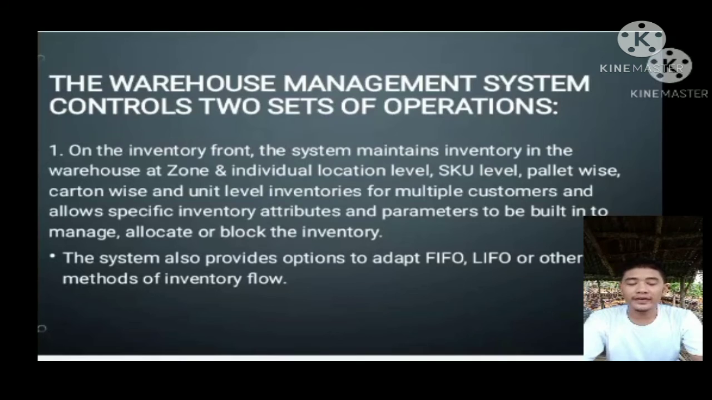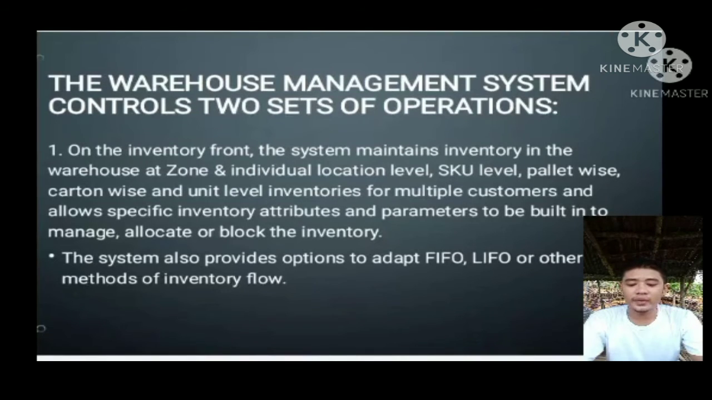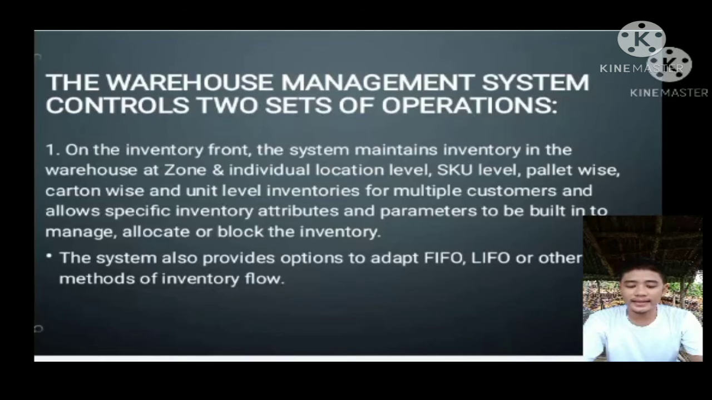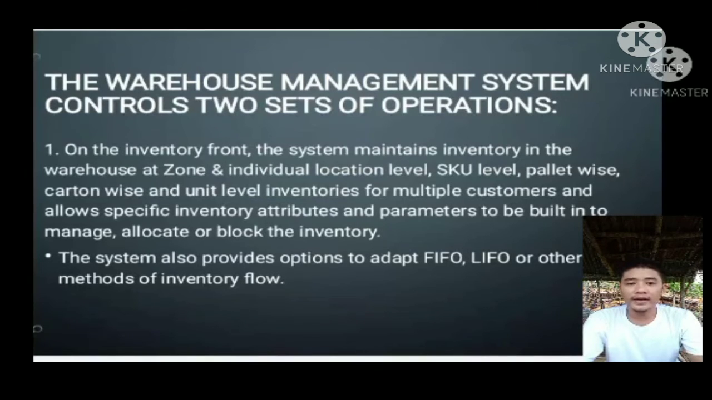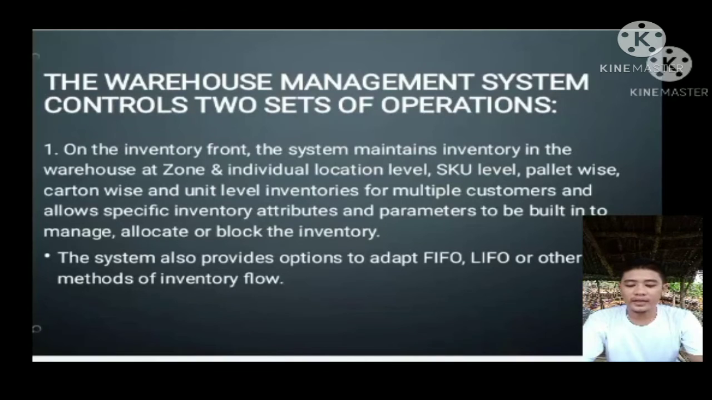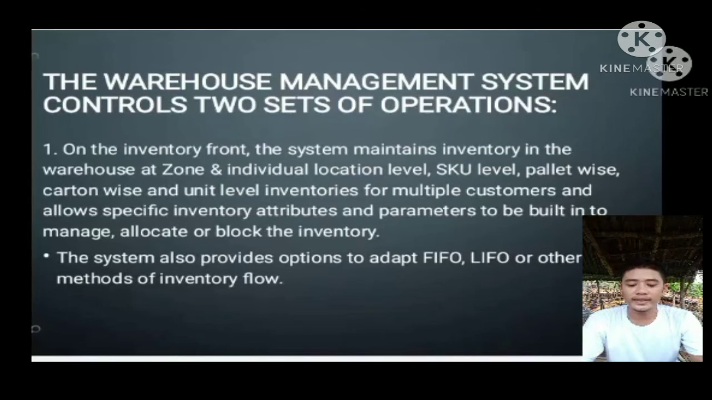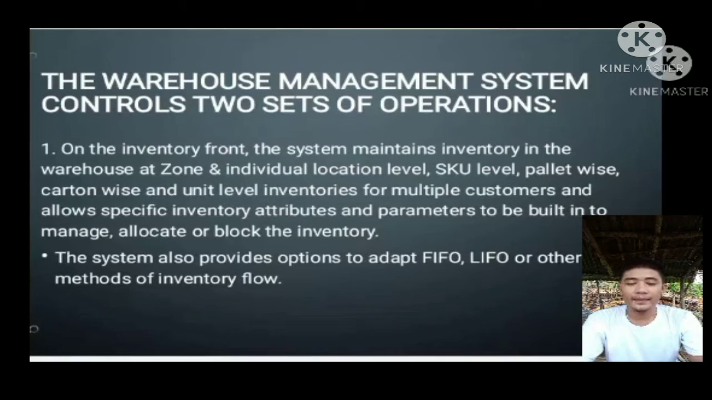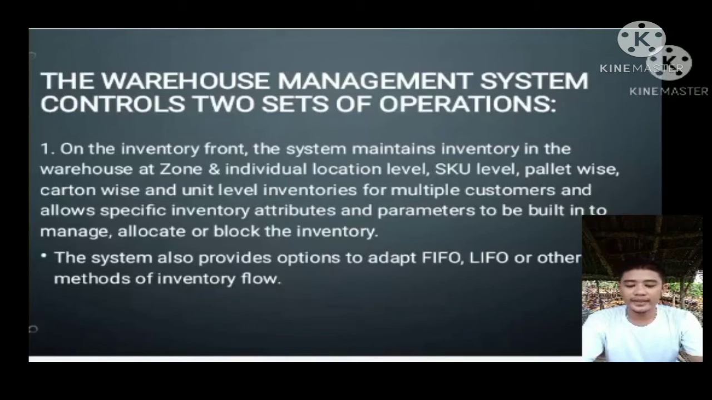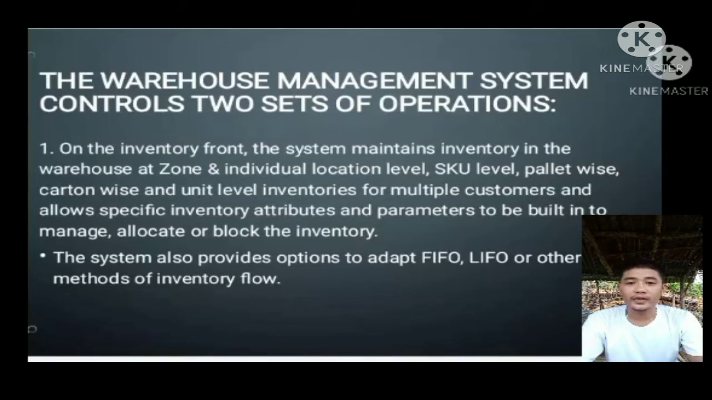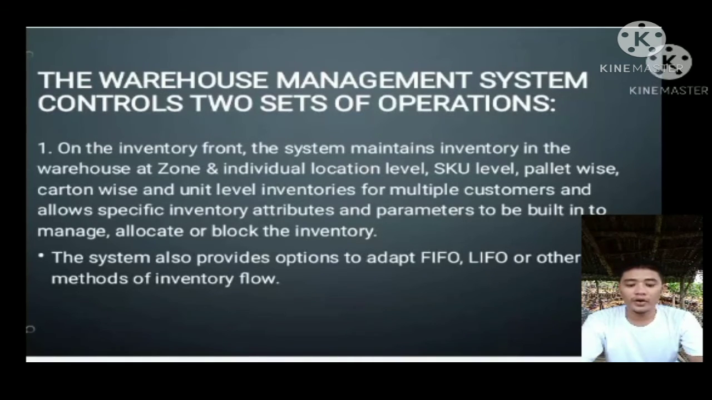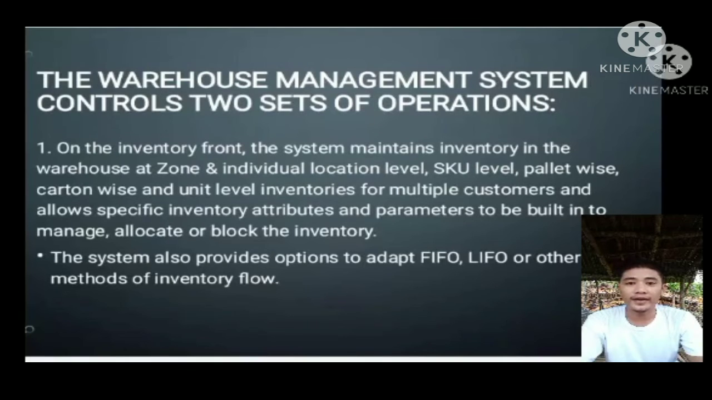The warehouse management system controls two sets of operations. 1. On the inventory front, the system maintains inventory in the warehouse at zone and individual location. So every location, we need to maintain our stocks at SKU level, pallet wise, carton wise, and unit level inventories for multiple customers, and allow specific inventory attributes and parameters to be built in the management, allocate or block the inventory. The system also provides options to adapt FIFO or FEFO or other methods of inventory flow.